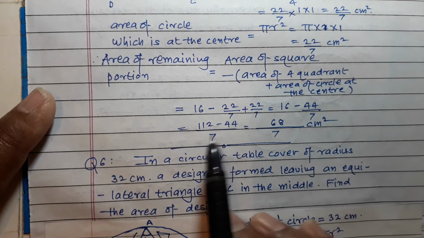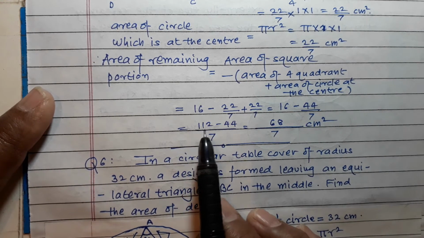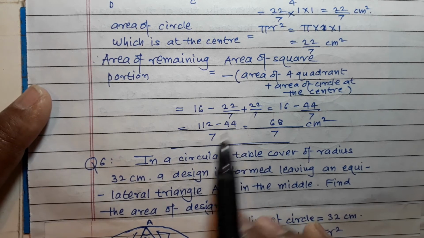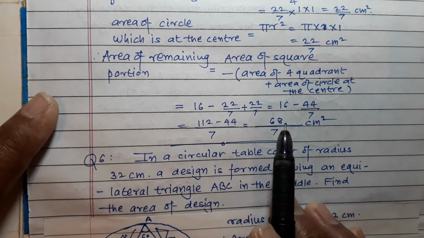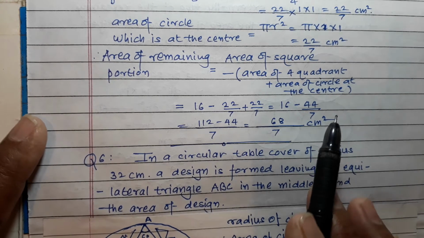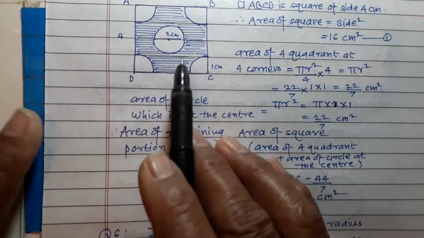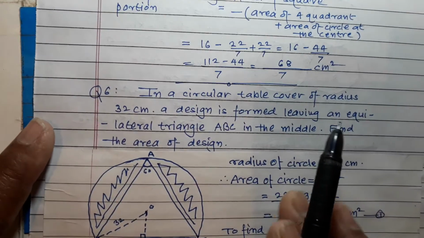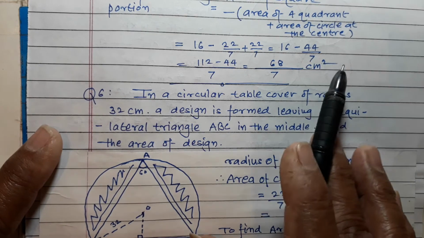upon 7. If you simplify this, you will get 112 minus 44 upon 7 is equal to 68 upon 7 cm square, and hence area of remaining portion is equal to 68 upon 7 cm square.